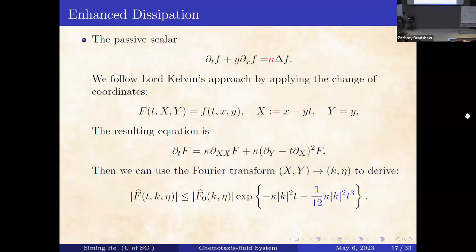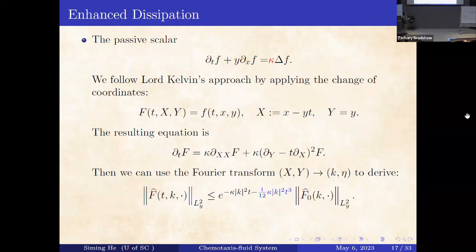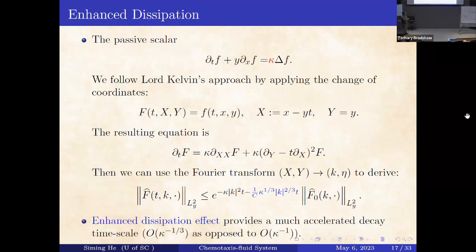Here I will further rewrite it in this fashion. You can see that in this expression, if t is of order kappa to the minus a third, this factor will be significant. So your solution will decay to a half within time kappa to the minus a third. It's very easy to see.